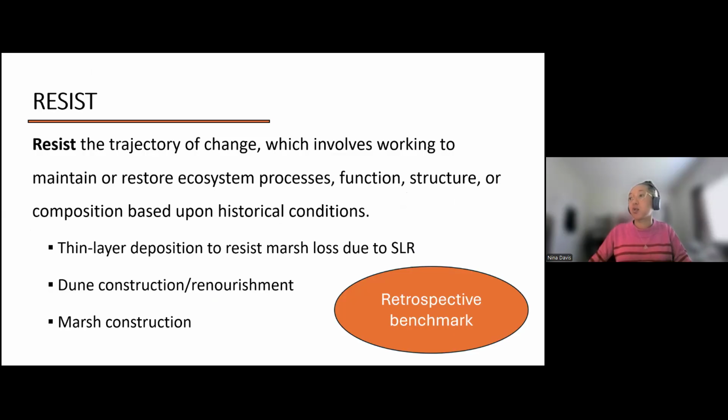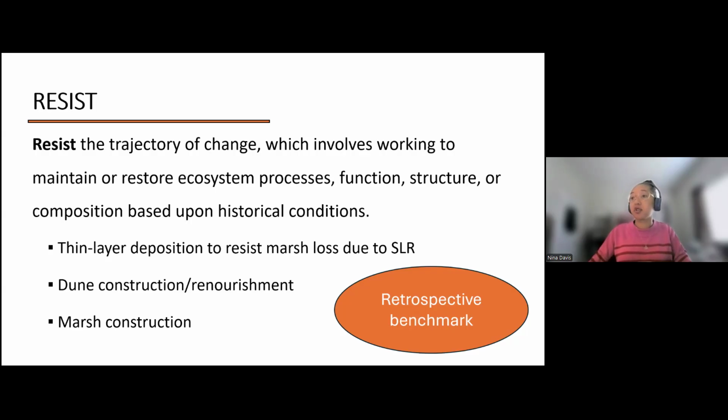So resist means working actively to maintain existing or historical conditions in a system. Even as pressures for change mount, this often involves significant intervention. For example, that could be reinforcing infrastructure, restoring habitats to a historical baseline, controlling invasive species, maintaining water levels or sediment patterns. We might choose resist when a site has high ecological, cultural, or economic value that we want to preserve, or when the impacts of change would just be strictly unacceptable.